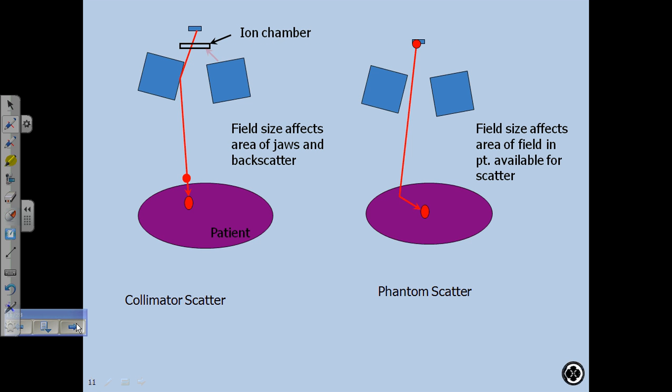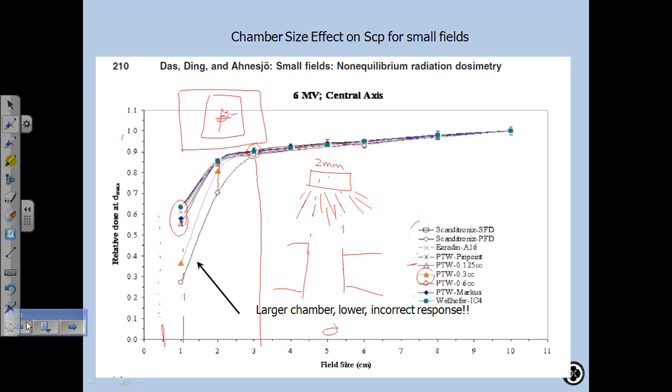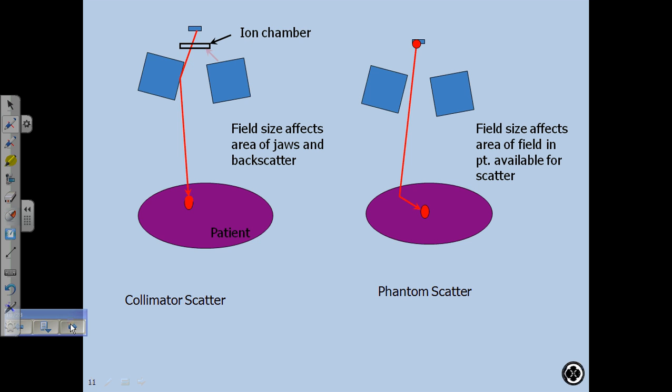So let's split up the two kinds of scatter. Remember SCP, the C stands for collimator, P stands for phantom. So let's split up those two effects. Hey, the animation stopped. All right, so the first effect is collimator scatter.